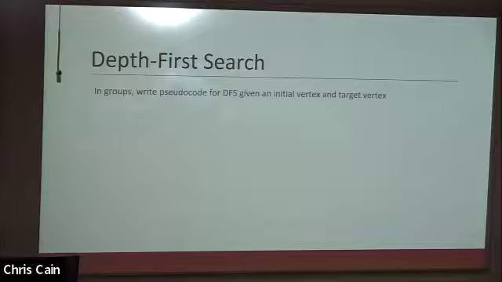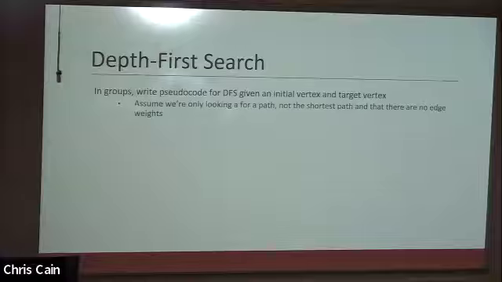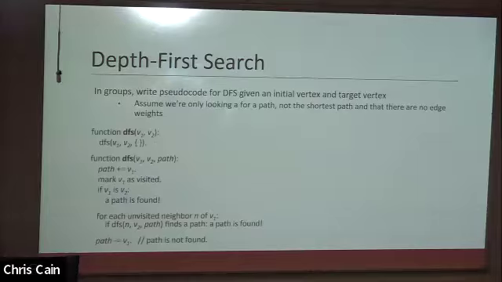So let's see if we can write some pseudocode for depth first search. It takes two parameters, an initial vertex and a target vertex. We're not looking for the shortest path, we're just looking for a path that depth first search would find. I don't know if that's actually worth trying at the moment, but let's take a look at the pseudocode and map your thought process to what actually happens. So depth first search takes those two parameters, the source vertex and the destination vertex.